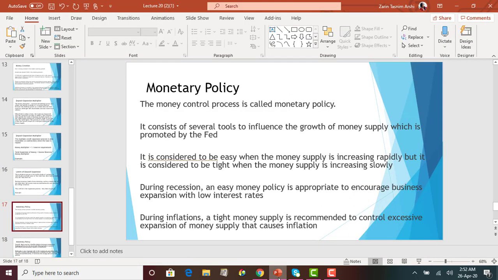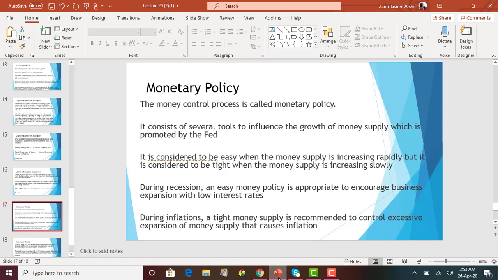Moving on to the next slide, which talks about monetary policy. Now, chapter 12 is all about monetary policy, but chapter 11 gives you a little bit of background about what this policy means and gives you a head start to this process. Monetary policy itself is a big topic. There is a little bit of introduction about it towards the end of chapter 11.